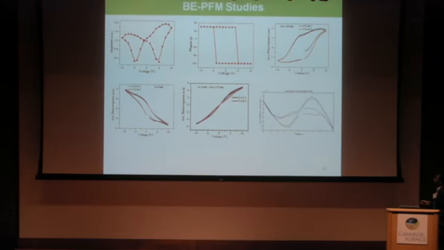So here, all these are data of pure PFN. This is amplitude versus voltage.